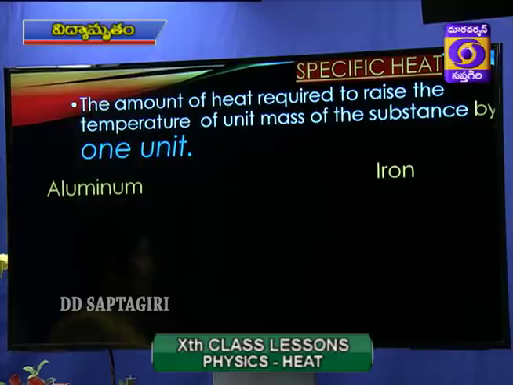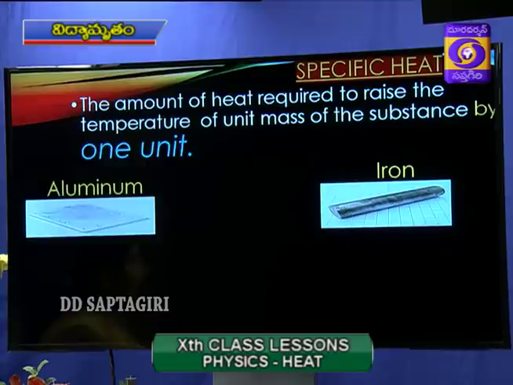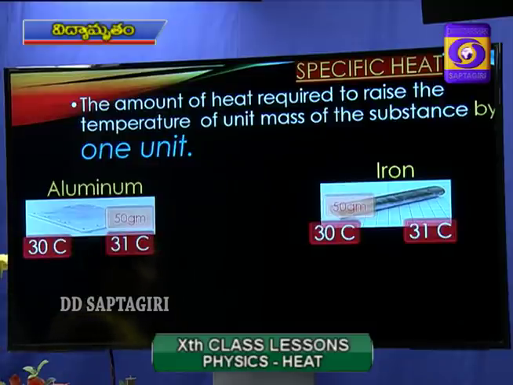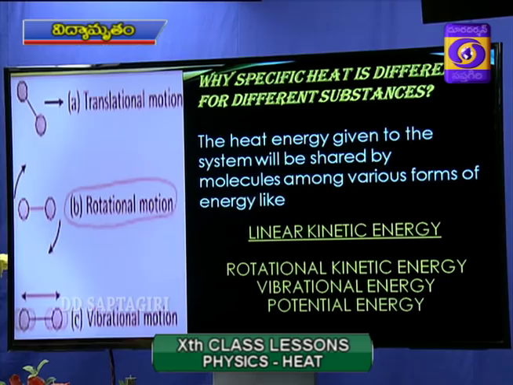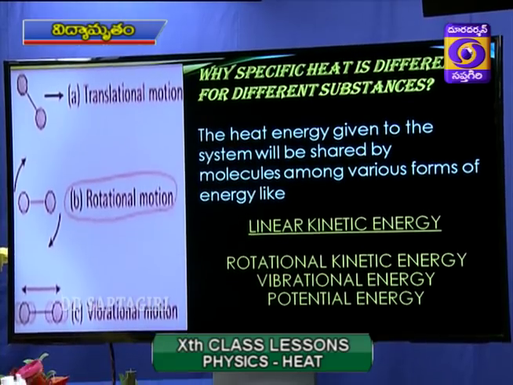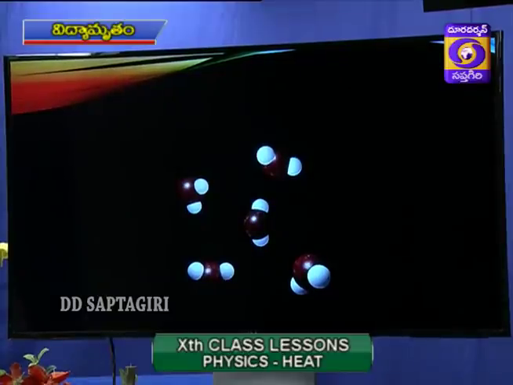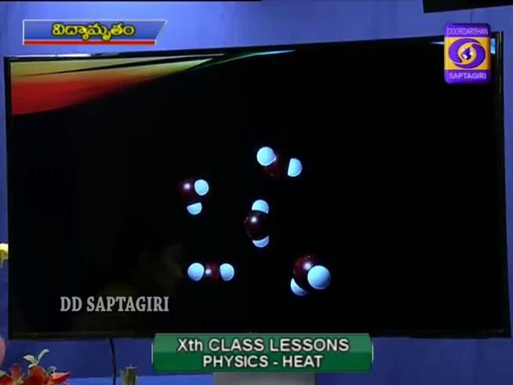I had taken an aluminum and I had taken iron. An iron rod and aluminum sheet is also there. I had taken 50 grams of everything, and here see I am taking 30 to 31, I had taken that one, 30 degrees to 31 degrees centigrade.